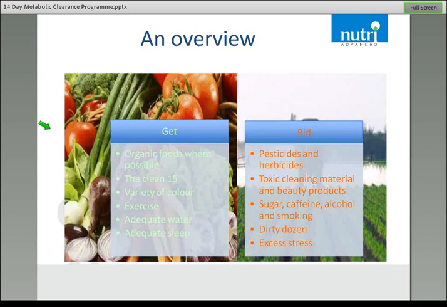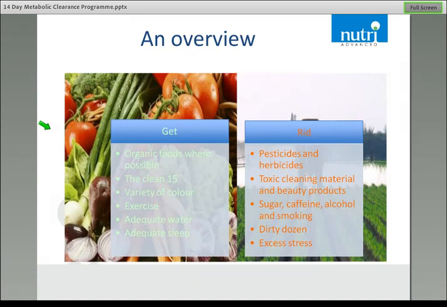So let's just step back and take an overview of where we are so far. So what we're going to do is we're going to get organic food where possible. If we can't go fully organic, we'll focus on the Clean 15. We're going to get that variety of colour going in there. We won't lose sight of exercise during this program and actually getting your body moving. We're going to make sure that we take on board adequate water. That's looking at 2 litres of clean water each day with additional water for exercise. And we're going to make sure we've got adequate sleep. We need a minimum of 8 hours sleep each night in order to rest and repair the body.